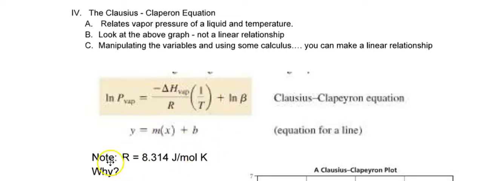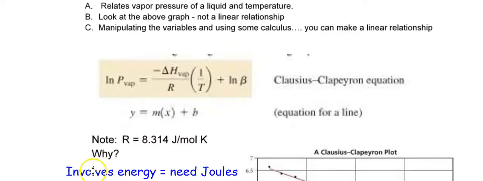Well, it says R is 8.314 joules per mole Kelvin. Why do I need joules and not liters atmosphere? Okay, well, I'm dealing with energy, aren't I? Okay, it involves energy, so I need joules. So I need to use the R with joules. Will you make some note of that?